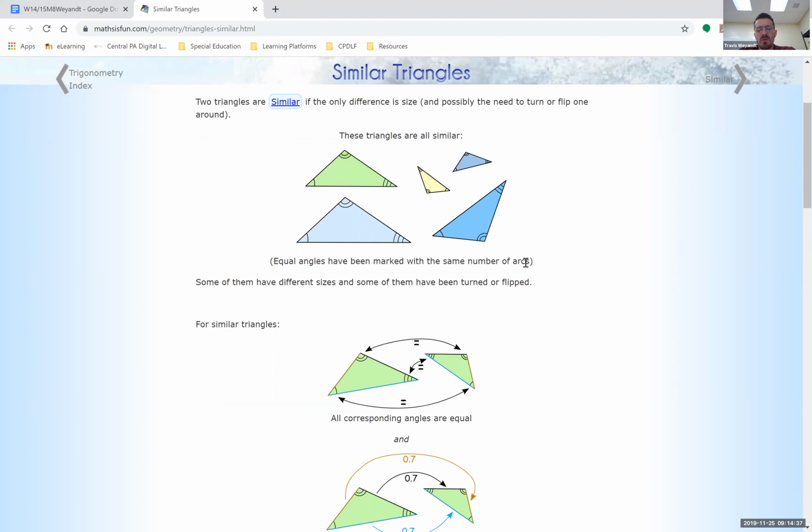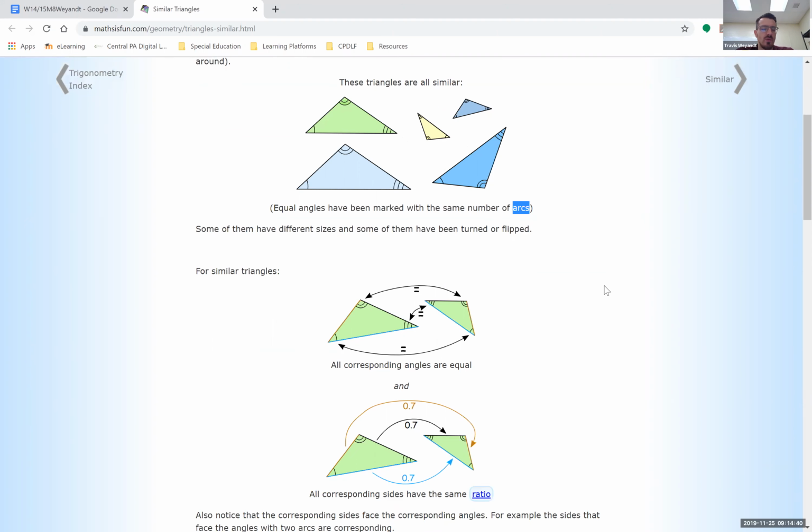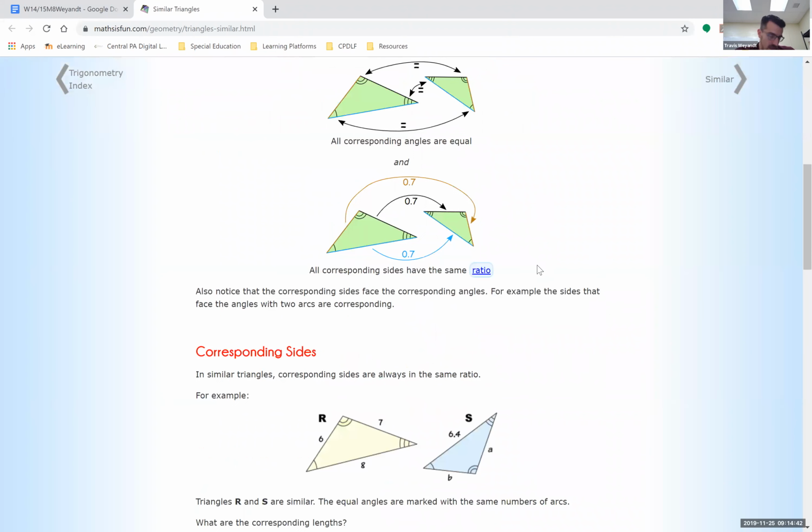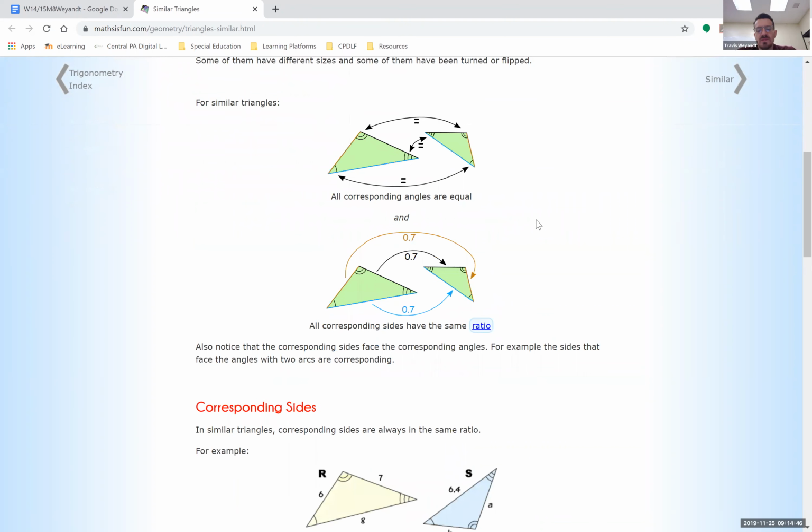And again, they call them little arcs. I call them little half circles. You can call them whatever you want to. So again, even if things are flipped, moved, or anything, as long as the angles stay the same, and as long as the ratio of those angles stays the same, then everything is good.